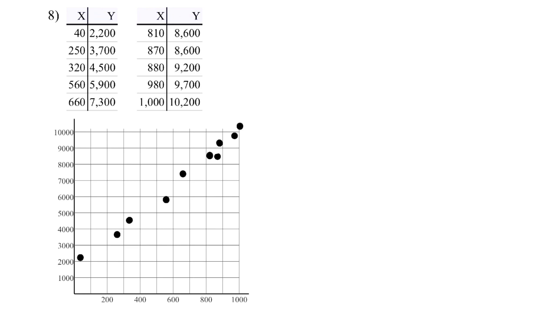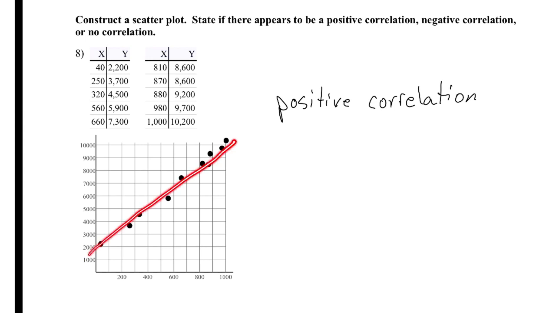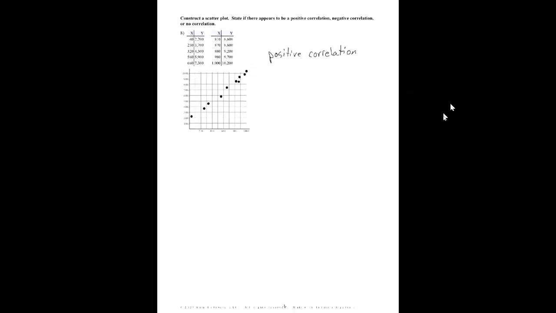All right, so there's that, and it says, is there a positive, negative, or no correlation? Well, these are going up from left to right, and that is a positive correlation. It's a pretty strong positive correlation too, because all of the points were pretty close to a single line that we could draw through them. So it's a pretty strong positive correlation. And that is the last question here.